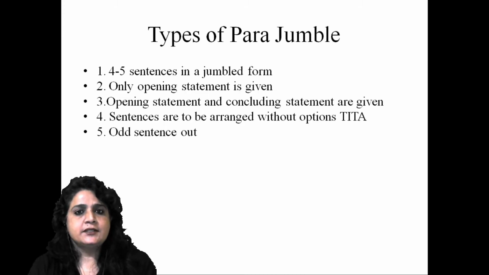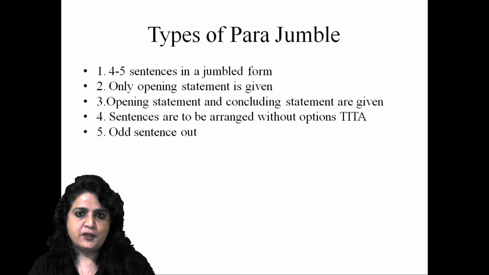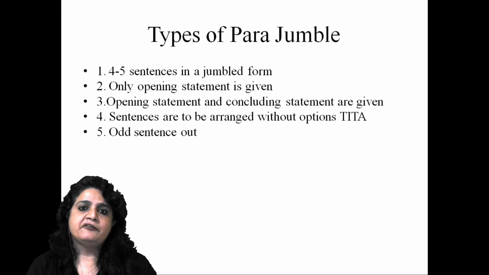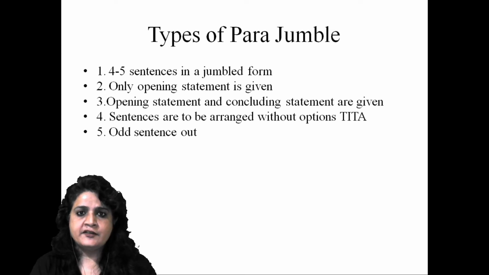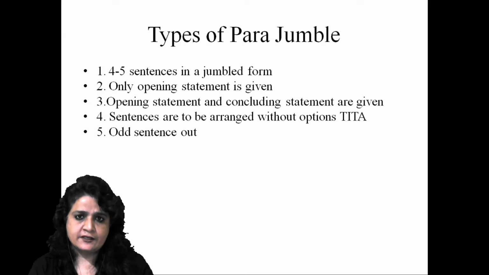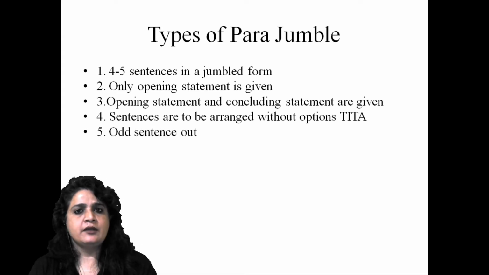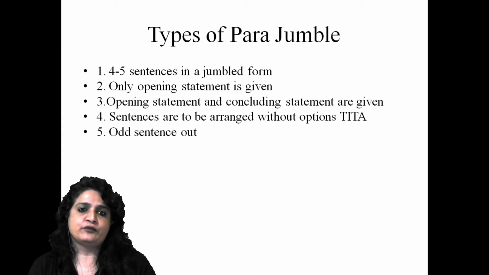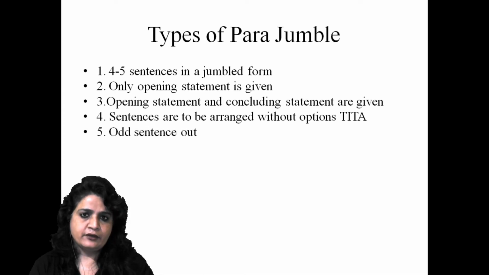Now, let's try and understand the different varieties of parajumble questions which have appeared in different years in these management exams. The most common one is the 4 or 5 sentences jumble form. The paragraph is divided into 4 or 5 sentences. The sentences are given in a random order. You will have to find the order of those sentences. So that's the most common variety that you will very likely encounter in your exam. In 2018 and in 2019 CAT, 4 sentences were given in parajumble.